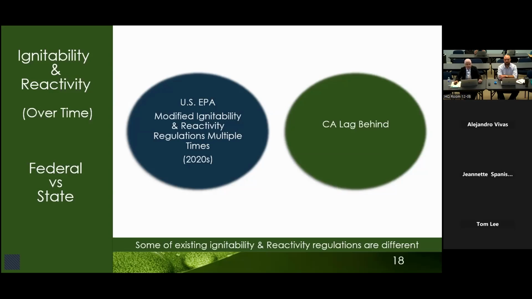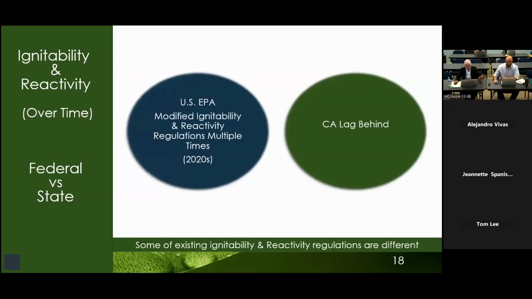Today, California's ignitability and reactivity criteria show some differences from those of the US EPA, even though they were initially identical. This lag means some references and requirements in California's regulations may not reflect the latest federal standards.